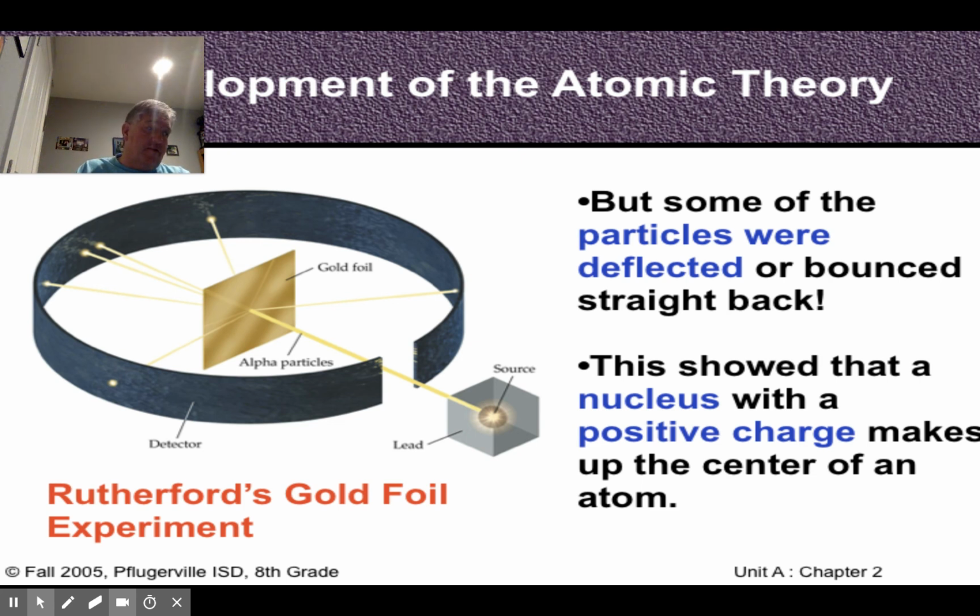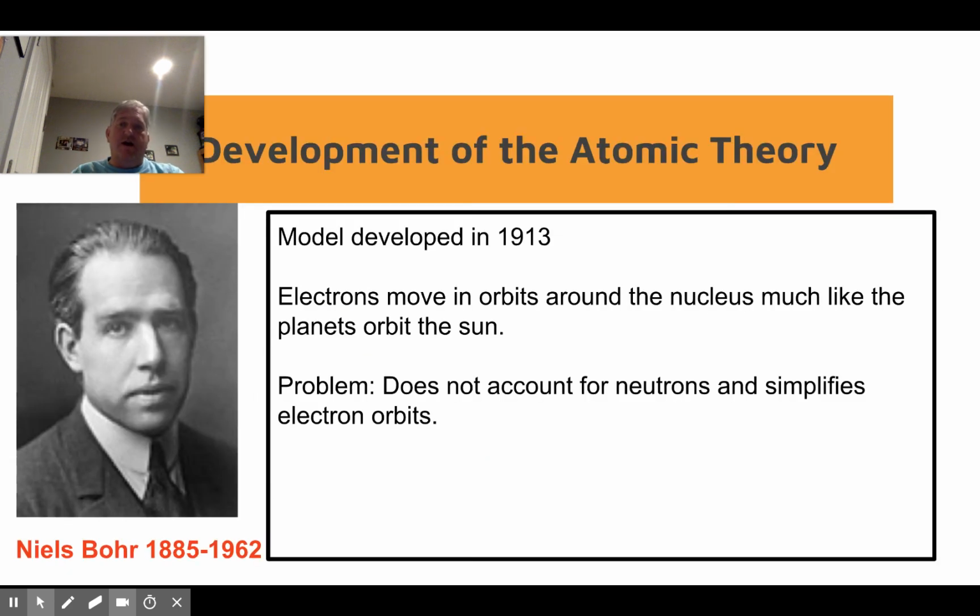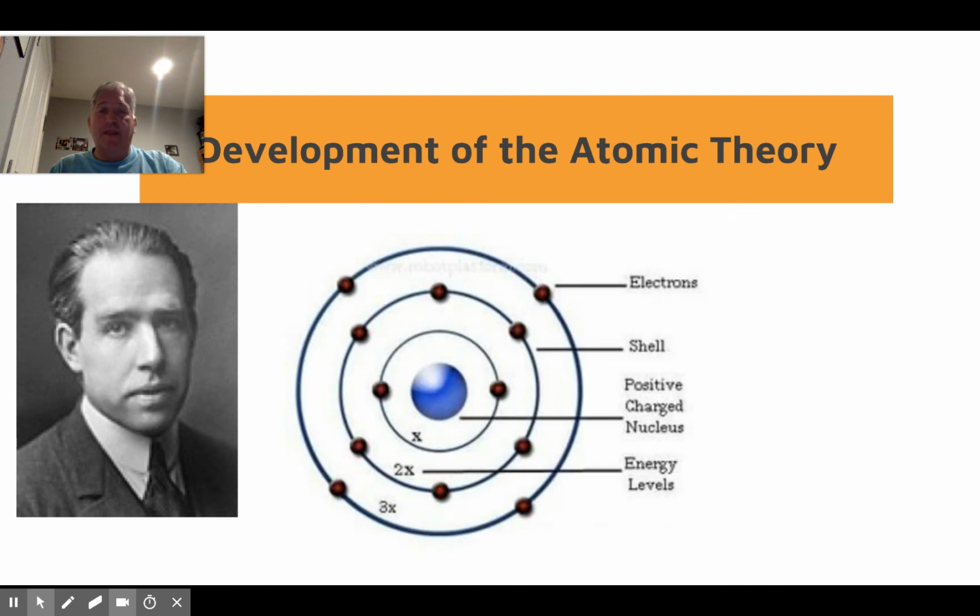It'll hold from 1913 and will be what we consider the gold standard until Bohr came along and said, nope, they move in orbits around the nucleus like the planets do the sun. Now, he didn't account for neutrons, and he simplified electron orbits too far. He didn't take into account that they may not be as nice and neat as he put them. So he went from the little fly-out thing that we saw in Rutherford's model. Bohr's model says, nope, these are shells, and they have energy levels.